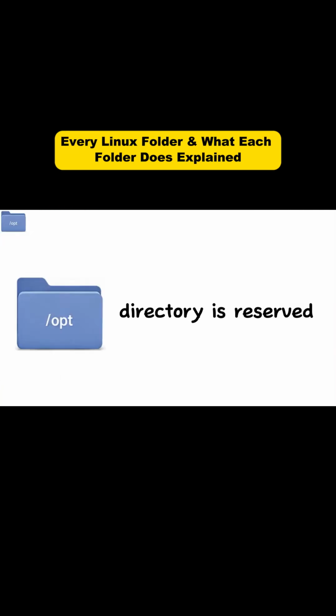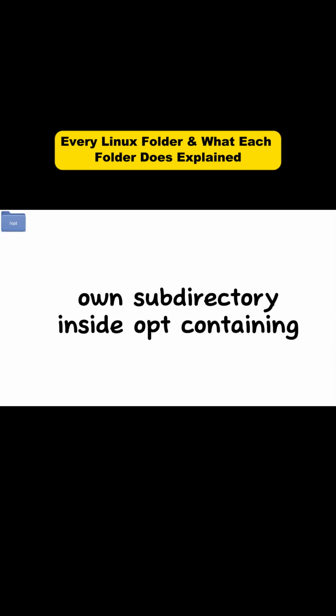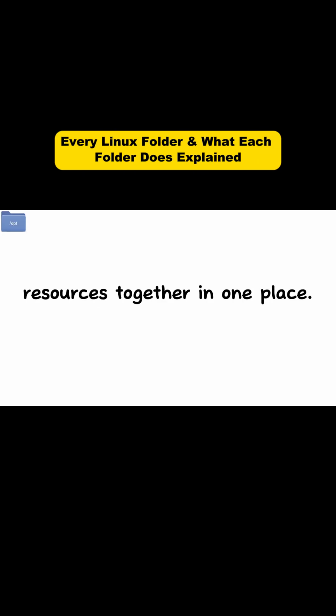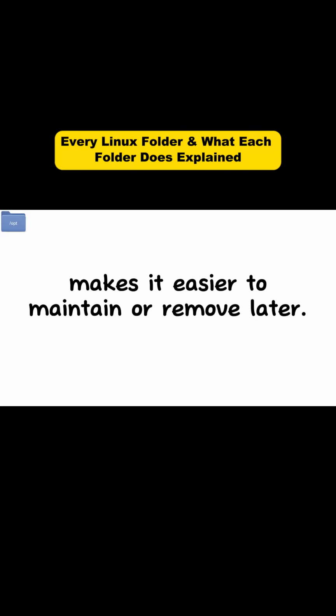opt directory. This directory is reserved for optional or third-party software installed outside the system's normal package manager. Large applications often create their own subdirectory inside opt containing all of their files, libraries, and resources together in one place. This keeps external software separated from the main operating system and makes it easier to maintain or remove later.